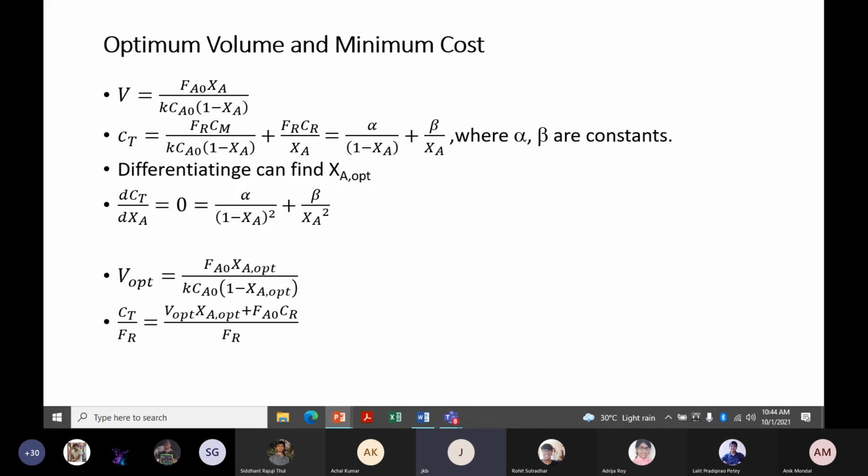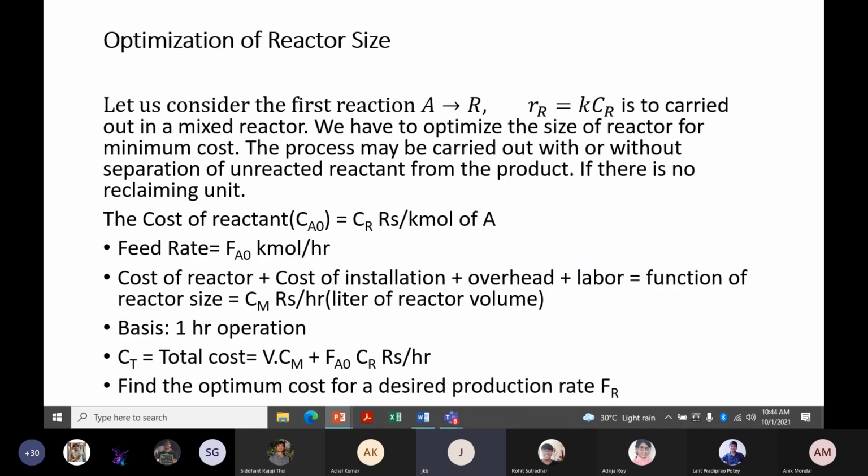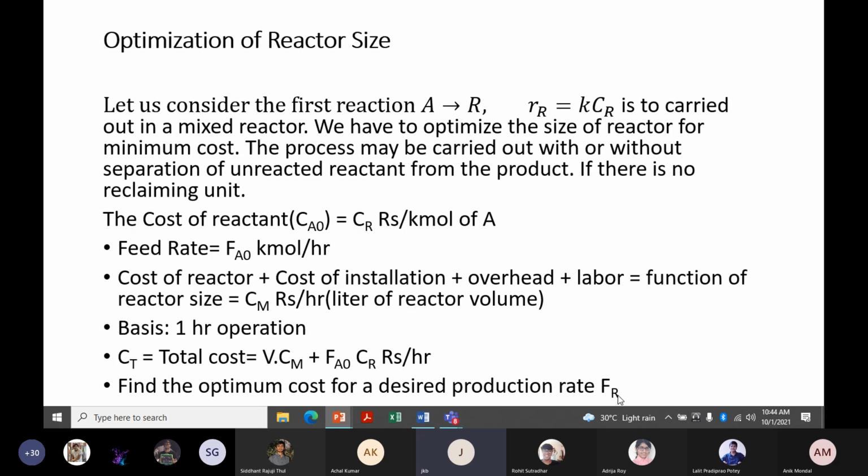And what is the second term? The second term is FA0 multiplied by CR, from the previous sheet. And what is CR, you know. So FA0 we can write as FR by XA again, that is the product molar flow rate divided by conversion. So FA0 will be replaced by FR, because it is given for a fixed production rate FR.